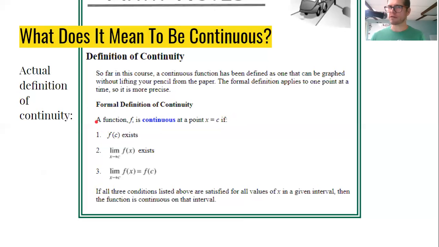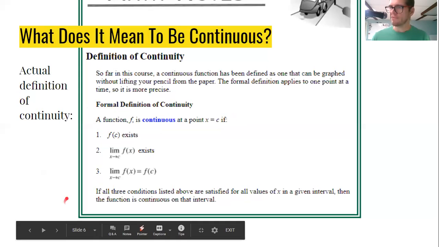That's helpful in everything, but we really want to know what if it's continuous on an interval. Well, to see if it's continuous on an interval, it needs to be continuous at every point on that interval. See? If all three conditions listed above are satisfied for all values of x in a given interval, then the function is continuous on that interval.